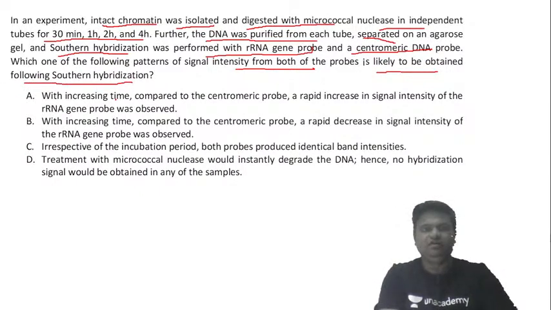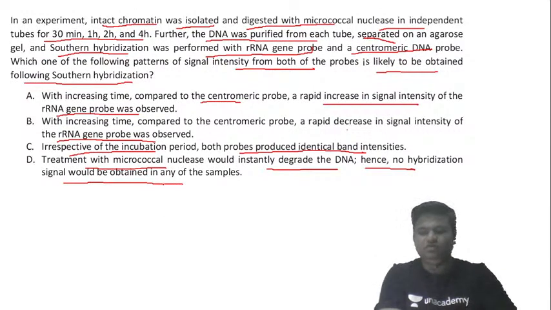Option A says with increasing time compared to centromeric probe, a rapid increase in signal intensity of the rRNA gene probe was observed. Option B says with increasing time compared to the centromeric probe, a rapid decrease in the signal intensity of the rRNA gene probe was observed. Option C says irrespective of the incubation period, both the probes produced identical band and intensities. And option D says treatment with micrococcal nuclease would instantly degrade the DNA. Hence, no hybridization signal would be obtained in any of the samples. So read this question well.